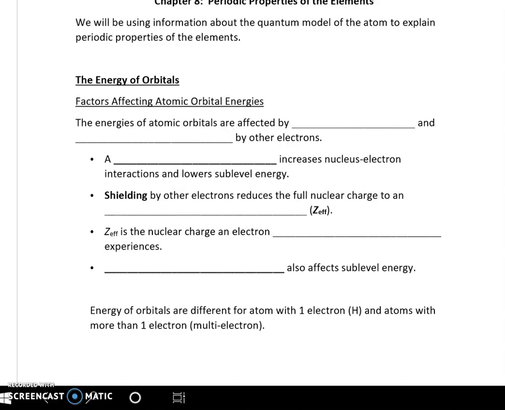Now, the energies of our atomic orbitals are going to be affected by our nuclear charge. So this is our nuclear charge, and if you guys recall, this is our Z. When we did isotopes, that's your Z. And something called shielding by other electrons. So our energies are affected by the nuclear charge and shielding. We're going to go over what shielding is.